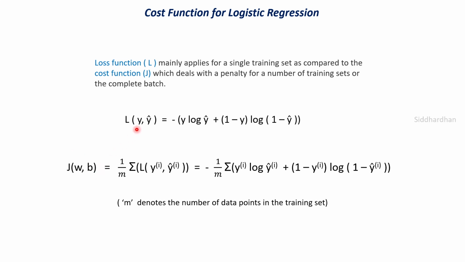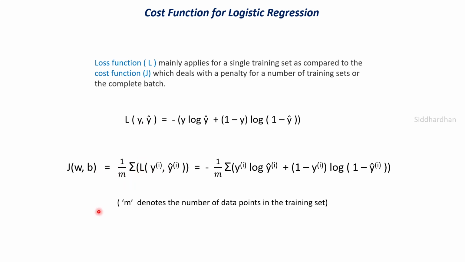If you have 1,000 data points in a data set, your model will find the loss function for all these 1,000 data points individually, and once it has found them, it will take the average of it, and that average is called the cost function. That is the simplest definition I can give you. So J of w comma b is equal to 1 by m summation of L of y comma y cap.